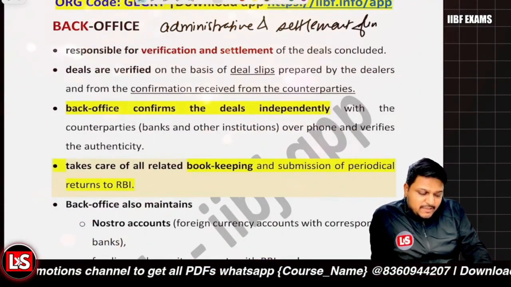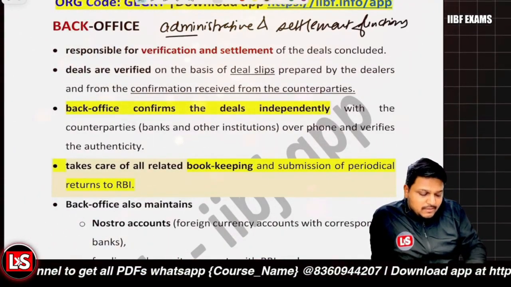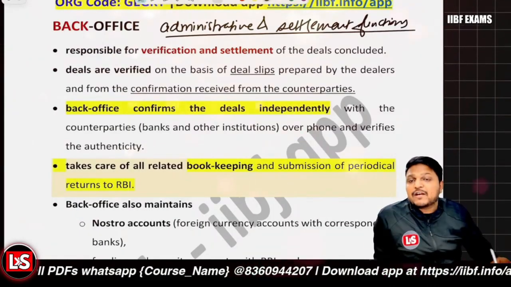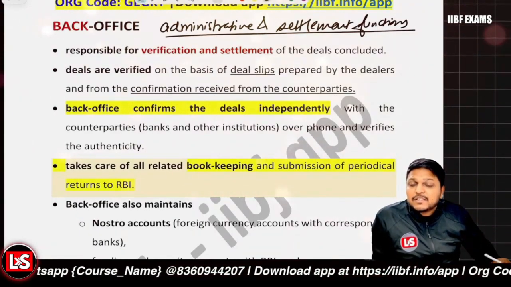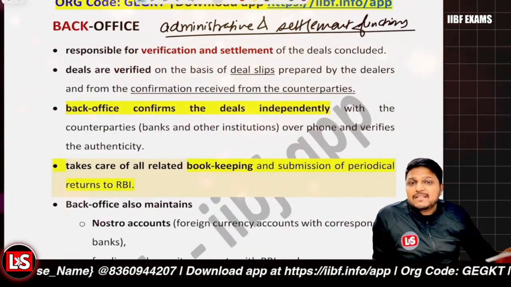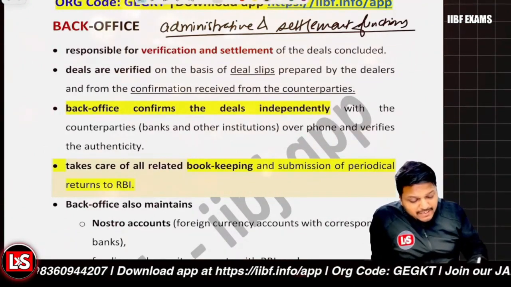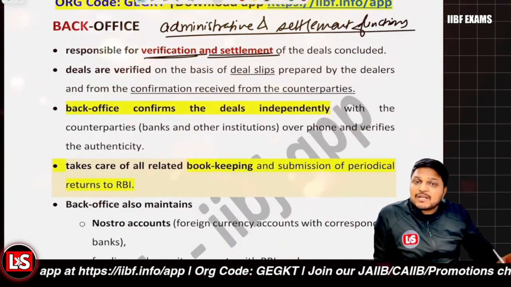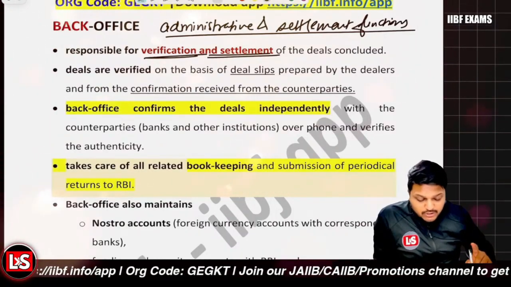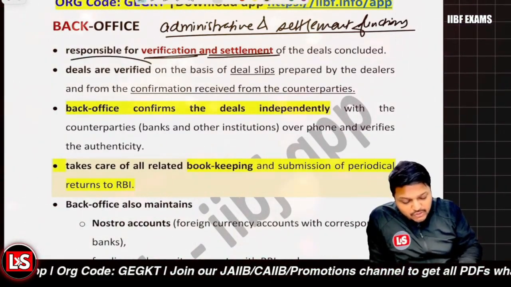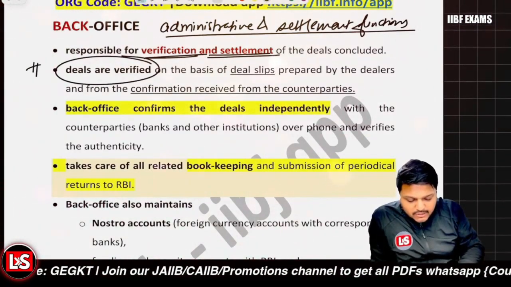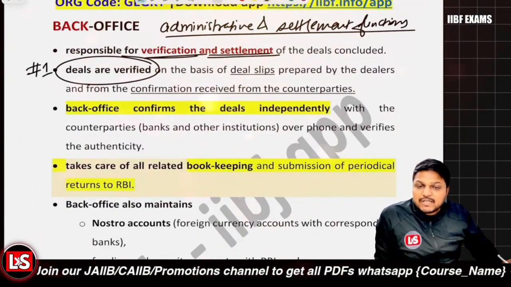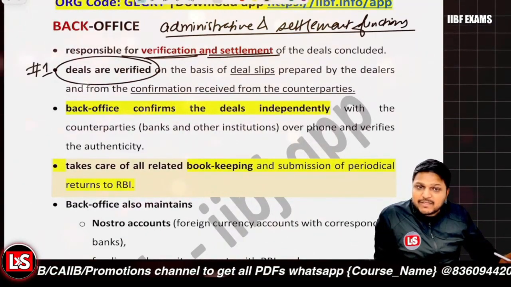And settlement functions. These are performed by the back office, right? So it is basically the control mechanism. So we have to ensure the verification. It is going to ensure the verification and settlement of the transactions which are conducted by the front office. So it is going to do the deal verifications. The first one, it's going to do the deal verification, that is verifying the transactions which are executed by the dealers.